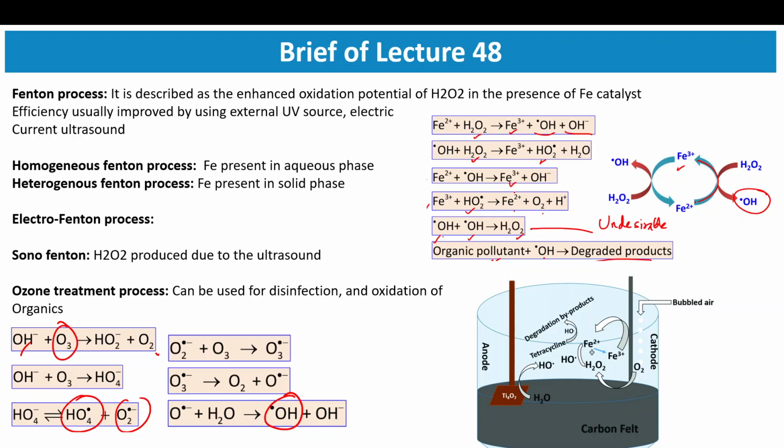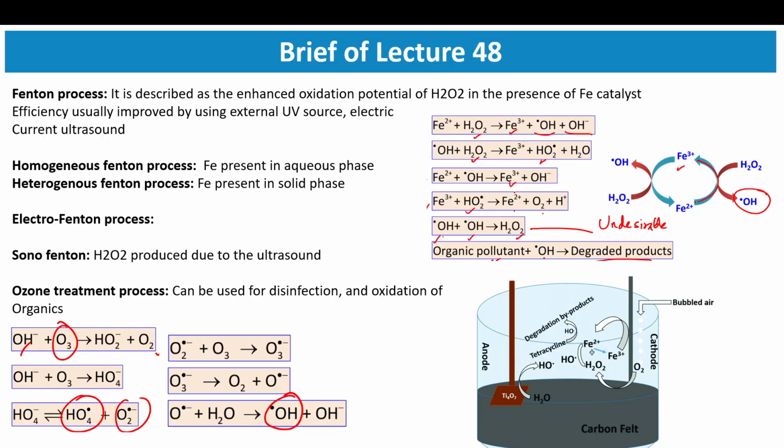Yeah, next is the Fenton process. Again, here we are using another way of generating radicals, right? So here what we are doing, we are using iron and hydrogen peroxide to generate radicals. So how is this used, and how is the radical generated?